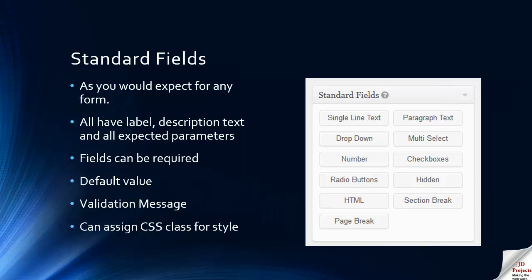The standard fields are the ones you'd expect for any form: single line, multi-line text, drop downs, checkboxes, etc. If you don't like the order of radio buttons and multi-selects, you can drag them within the interface. Fields can be required, they can have a default value, you can set your validation message if you want one. They can all have label and description text and whatever other parameters are suitable for that field. It's a very clean looking form, but if you want to jazz it up or change it, then there is the ability to add CSS styles for all or any of the boxes.